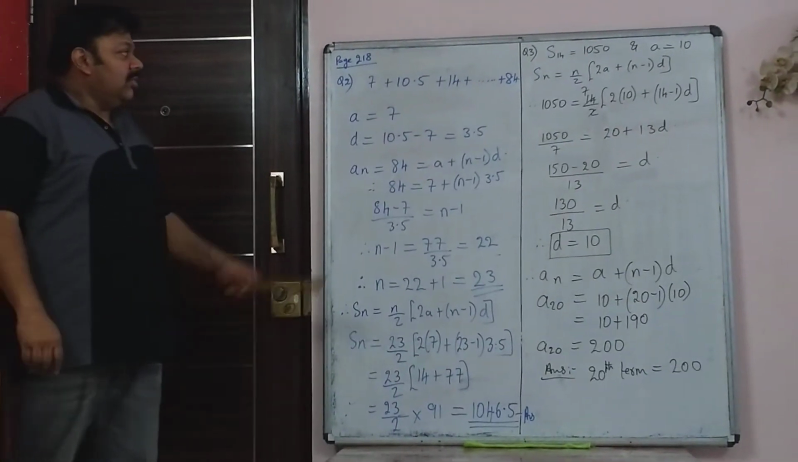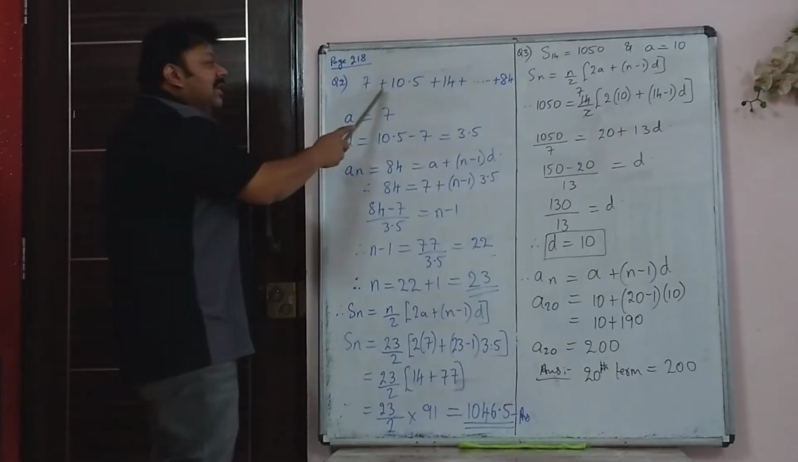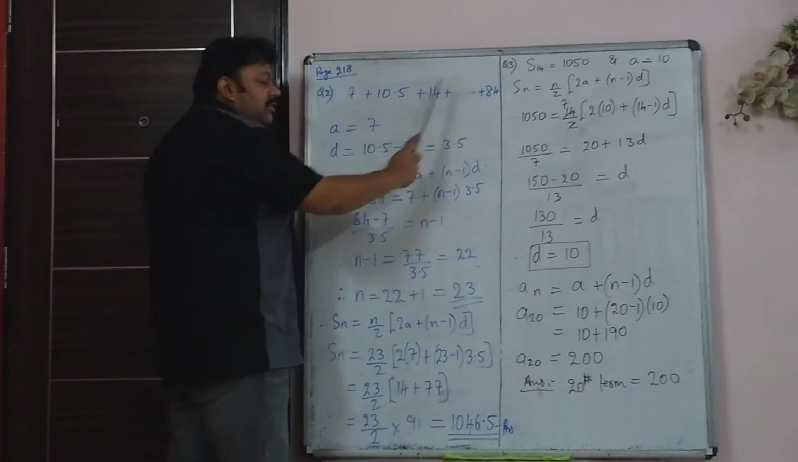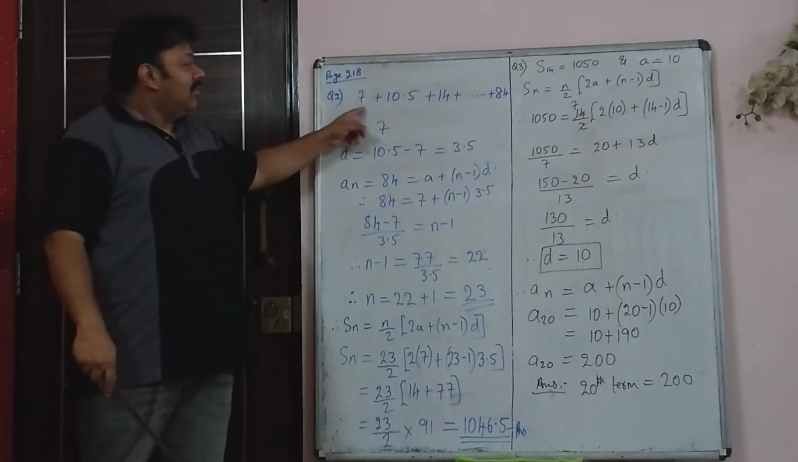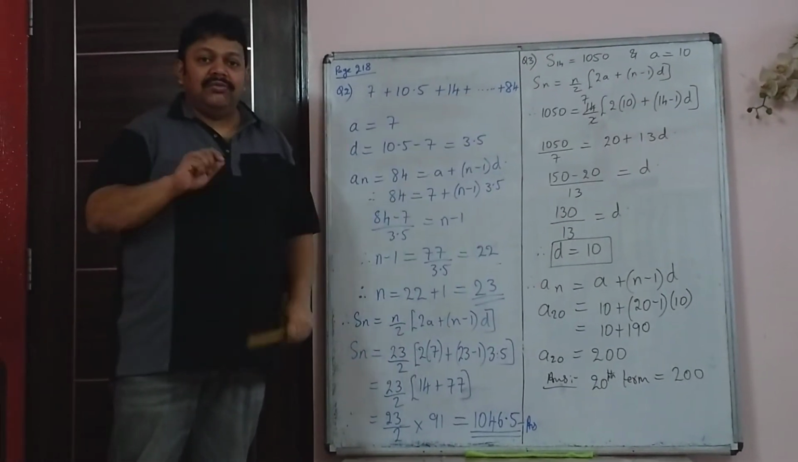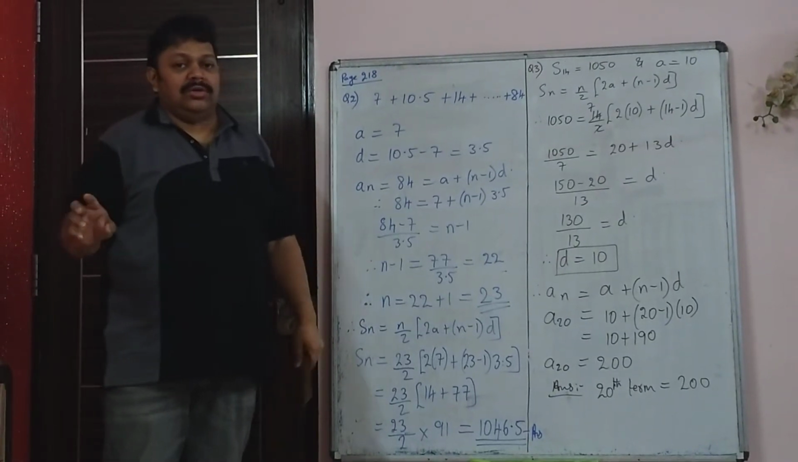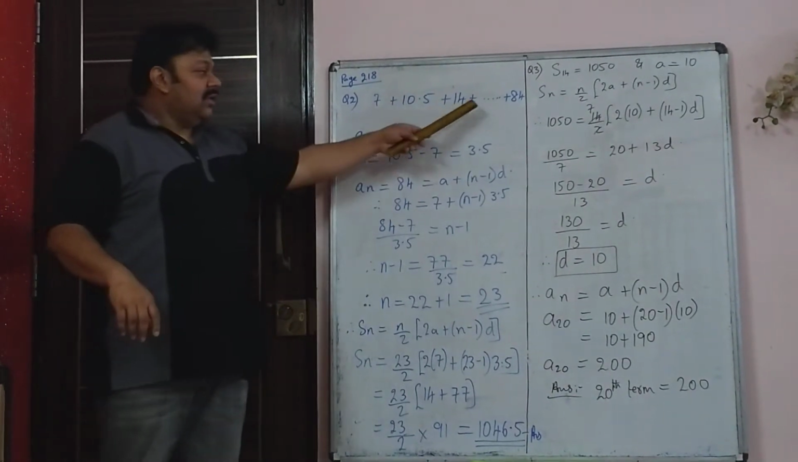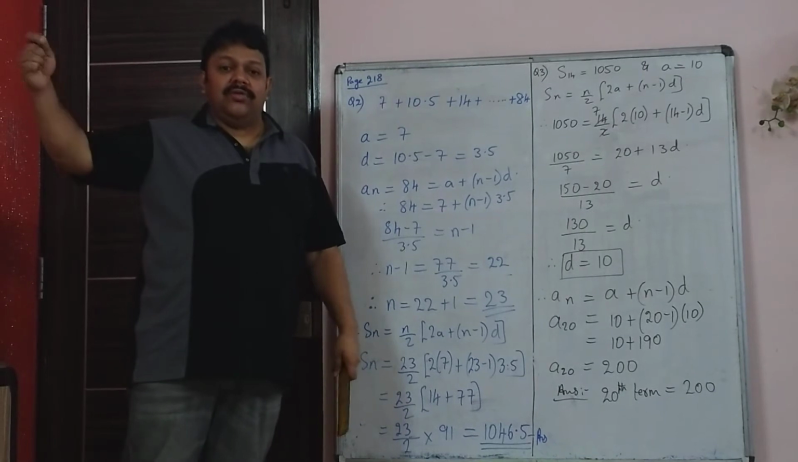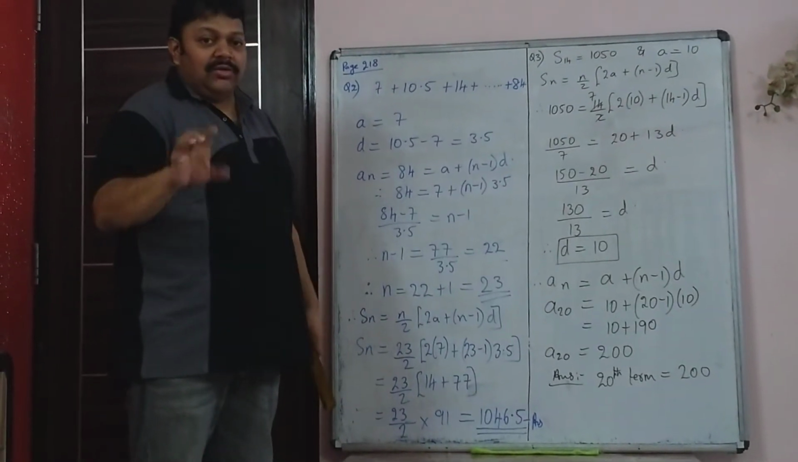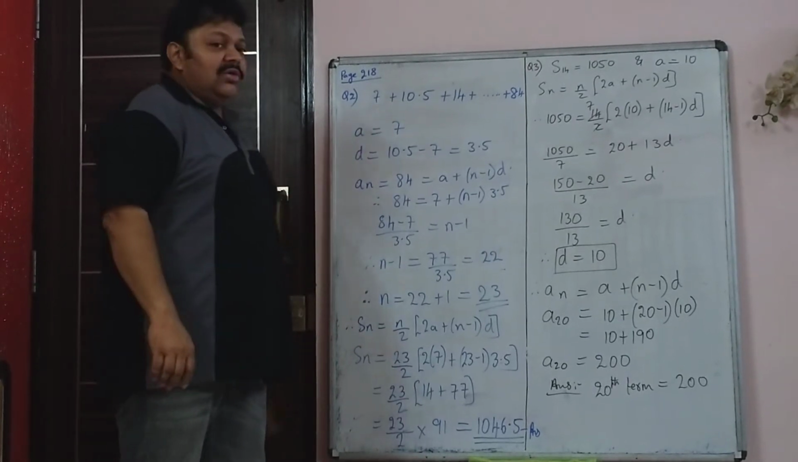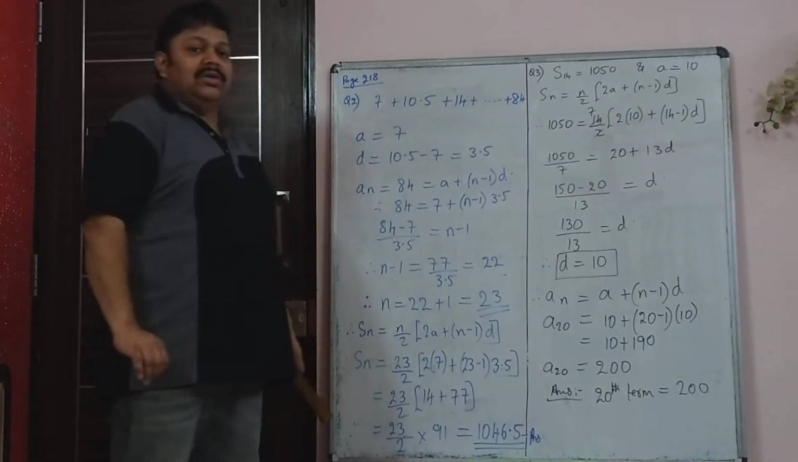Now in question number 2, they have put a plus sign, meaning they want you to add all these terms and find the sum. So first thing, remember, please don't write all the terms in between and then physically sit and add them, you won't get any marks. Don't write that the next term is 17.5, then 21 and so on, and physically add it. You won't get any marks.